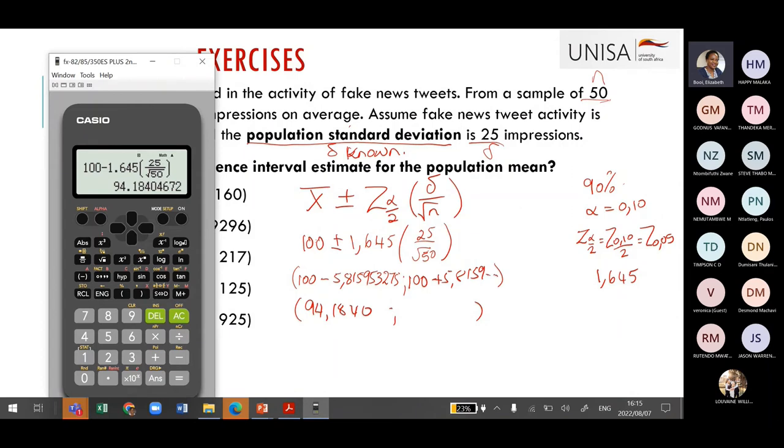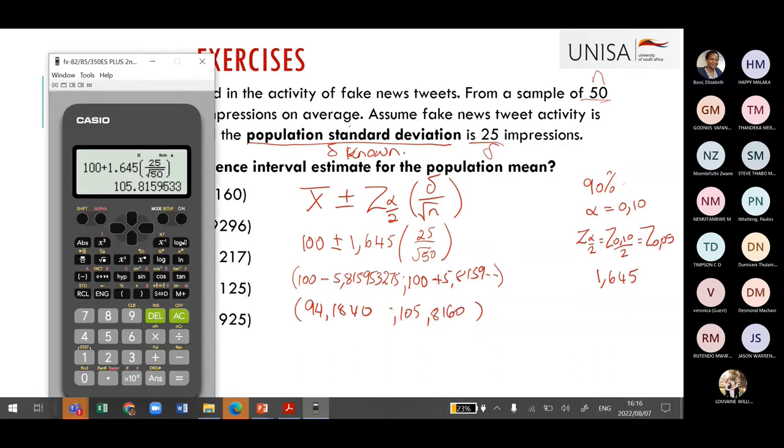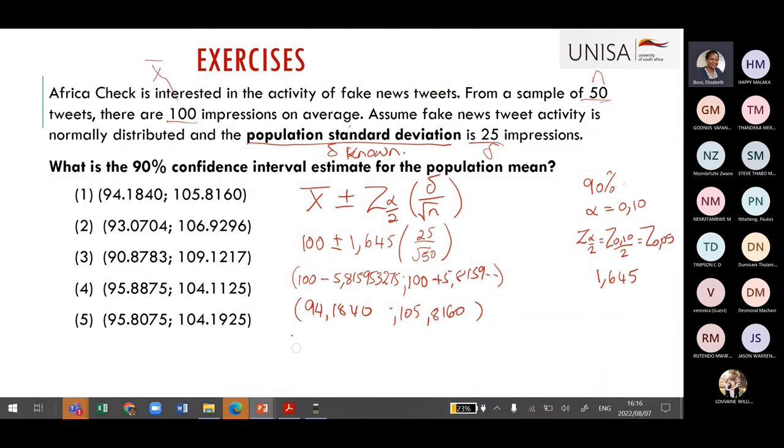And to enter the upper limit, just use my arrows. Go and delete and put the plus and equal, and the answer is 105.8159. Rounding off, that will be 105.8160, because I'm rounding off. When I round off, this will be 0, adding 1 to 5, that will be 60. And looking at the answers, it is option 1.